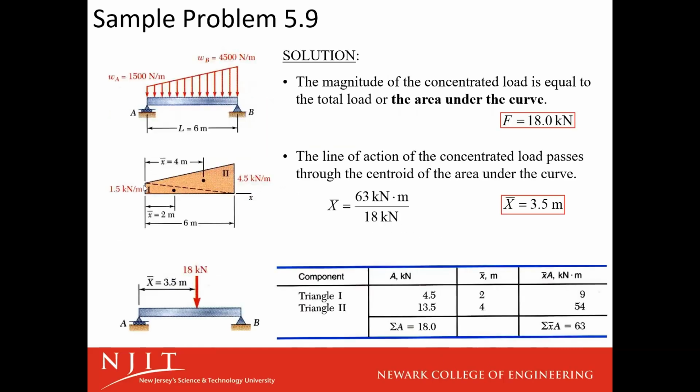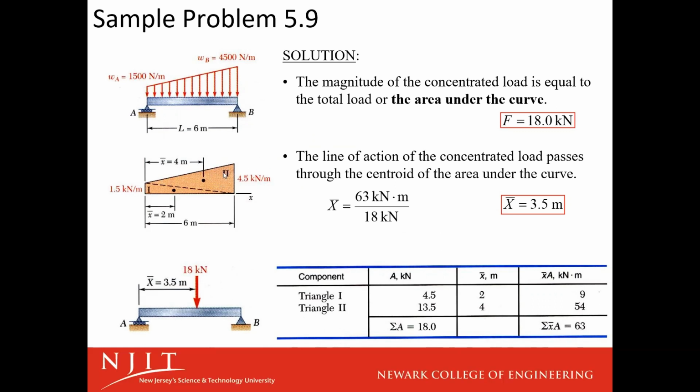Triangle 1 is our bottom triangle. It has a height of 1.5 kilonewtons per meter and a length of 6 meters. The area of a triangle is 1/2 base times height, so 1/2 times 1.5 times 6. We're going to get 4.5 kilonewtons.